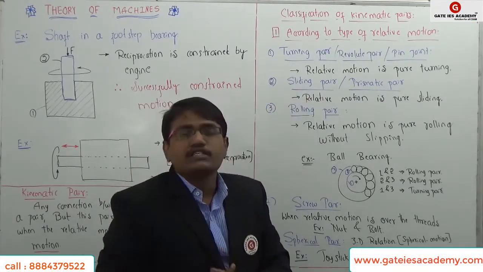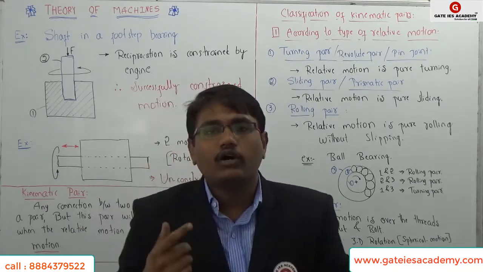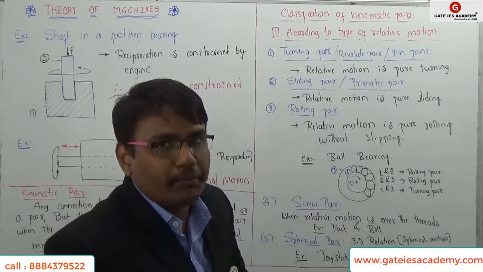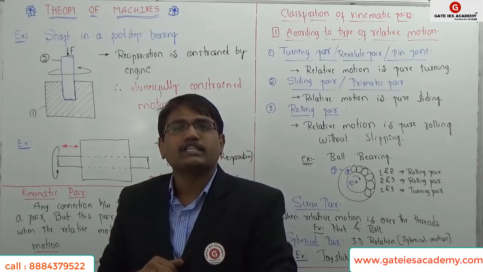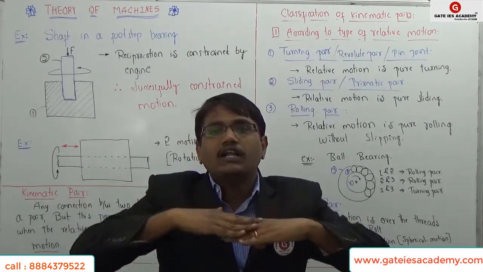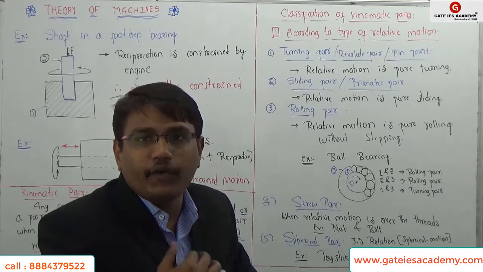Now what is a sliding pair? Sliding pair, or it is also known as a prismatic pair. When one link slides over another link, there is a sliding contact.